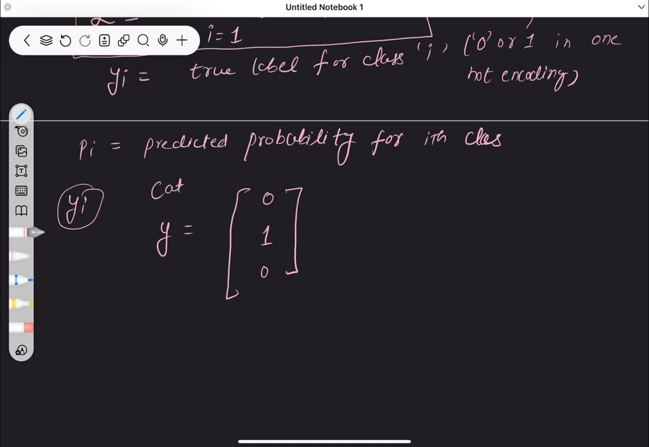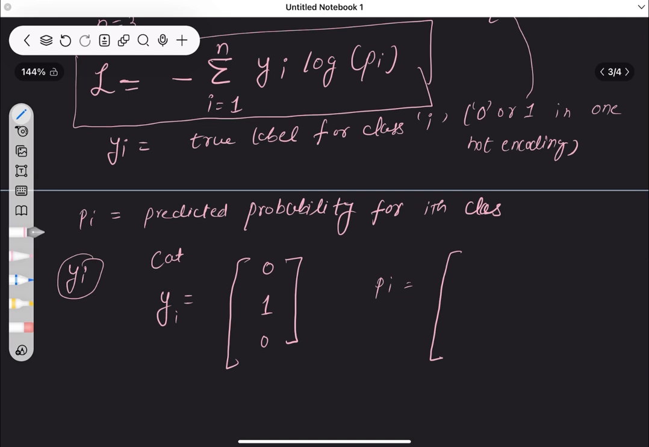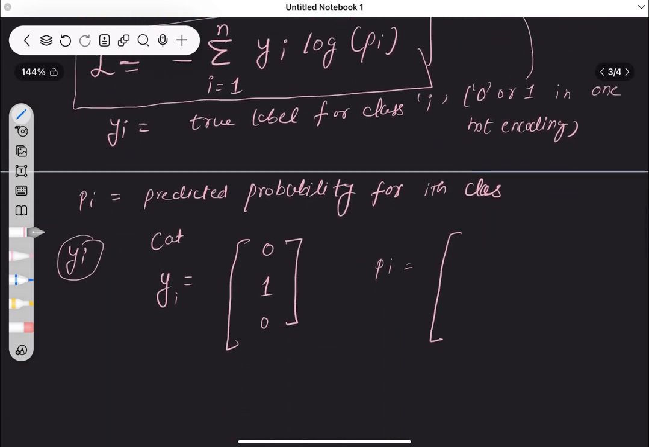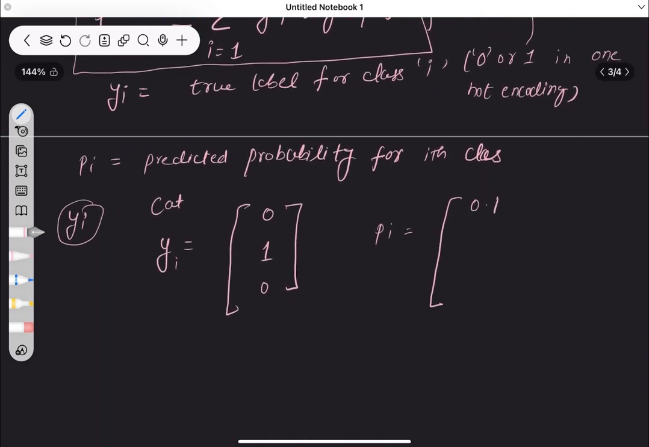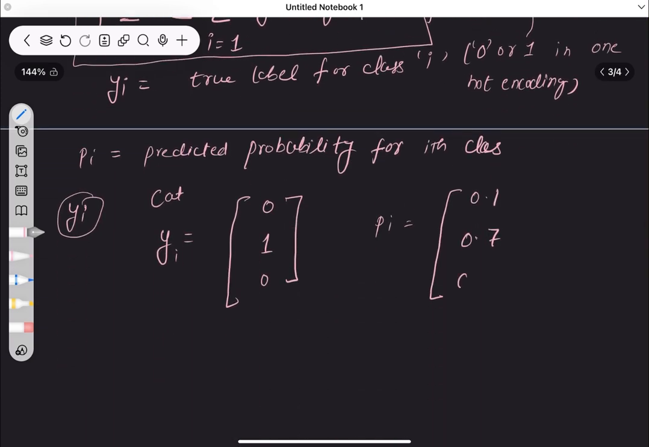So pi for one particular class would look like this. Suppose an image was given and you have a model which predicts the probability of the image being a table, a cat, or a chair. So maybe the probability for it being a table is 0.1, a cat is 0.7, and the third one, chair, is 0.2. So these are the real values of the vector and these are the predicted values for a particular example.